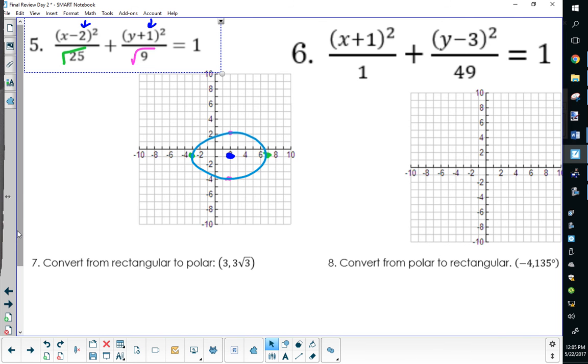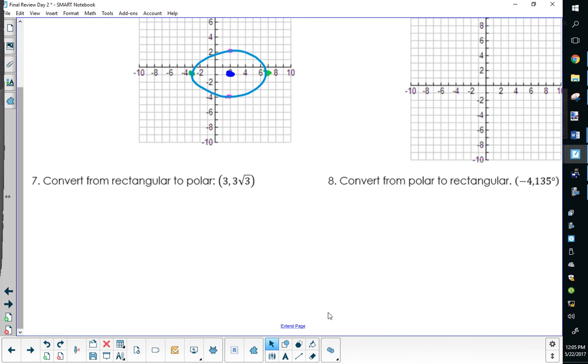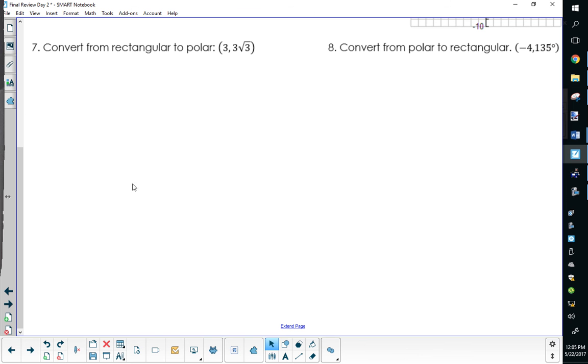Number 6 is polar stuff. Converting from rectangular to polar, or converting from polar to rectangular. If I'm going to polar, what 2 letters do I want in the end? R and theta. That's what I'm trying to get to. So I've got those 4 formulas on the back wall. Okay, they're on the back of your unit circle.